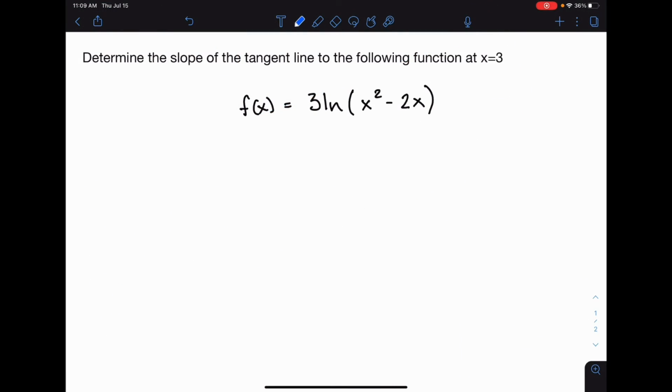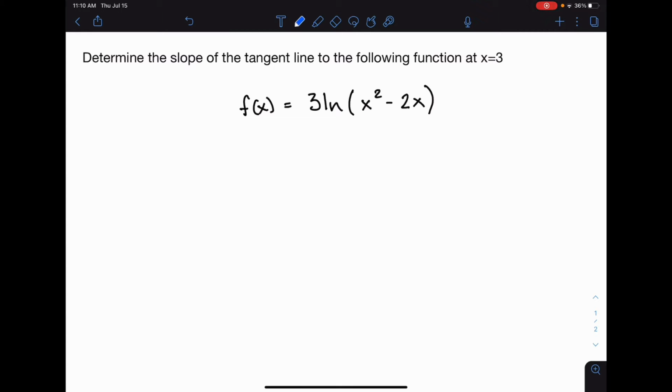What's up, guys? So today we're going to be doing a logarithm style derivative question. This one is: determine the slope of the tangent line to the following function at x equals 3. So just like all questions involving finding the slope of the tangent line at a point, we're just going to take our derivative and then plug in the point that the question specifies.